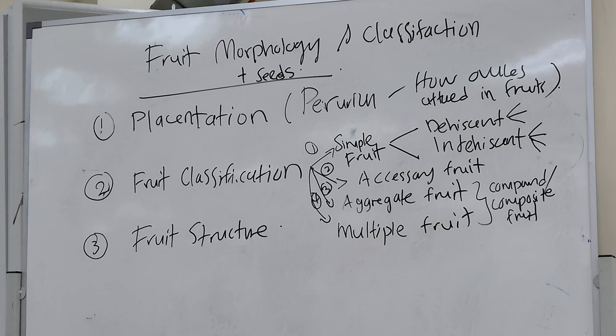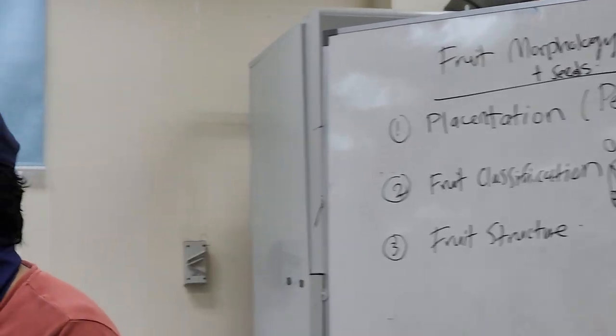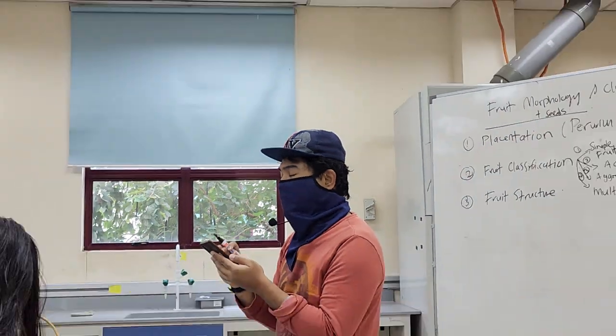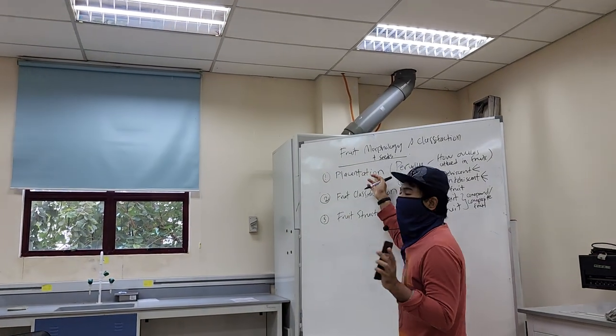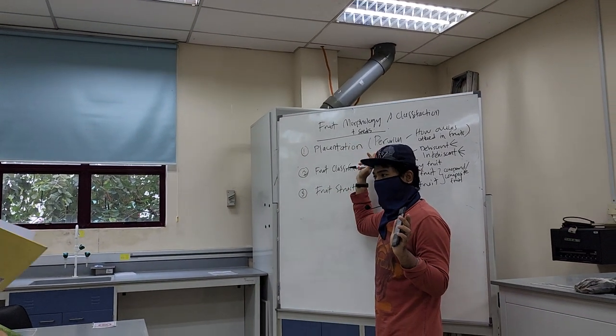Axile, actually you have multiple chambers. Chamber means room. Each room, one seed. For parietal, you still have only one chamber, but the seed rather connects to the wall inside the fruit. Okay, so pay attention to that. Right, so draw the cross section and then tell what kind of placentation it has.